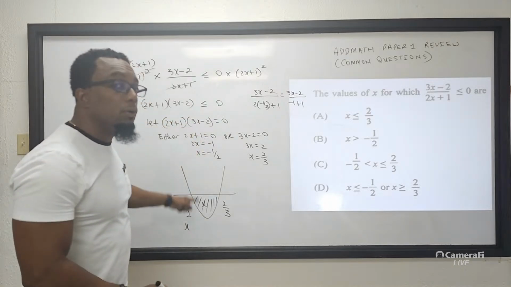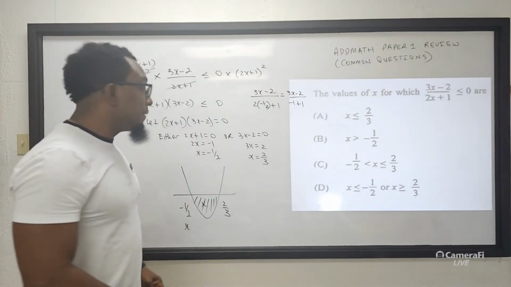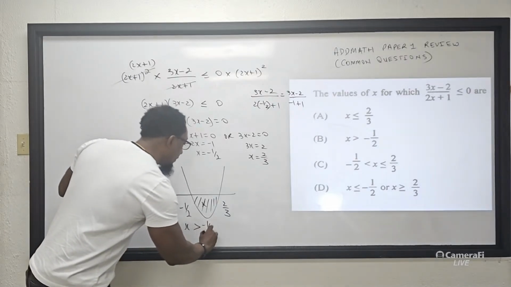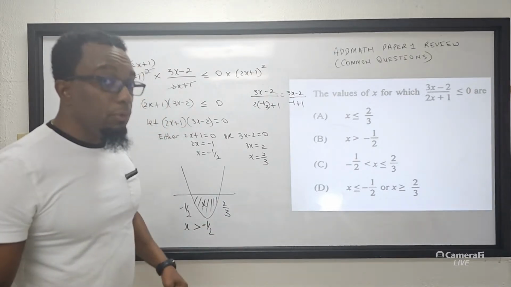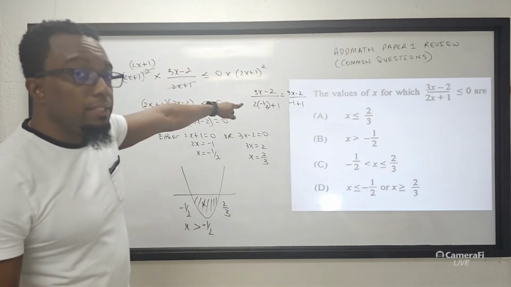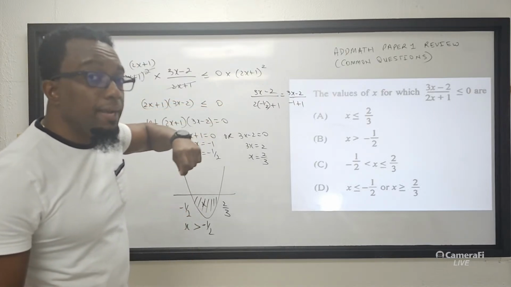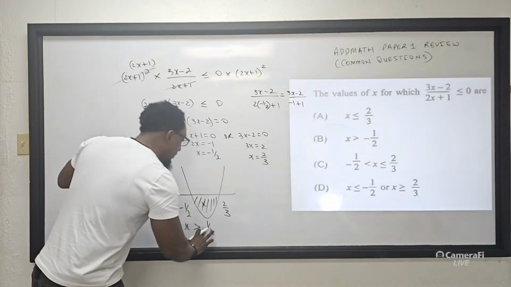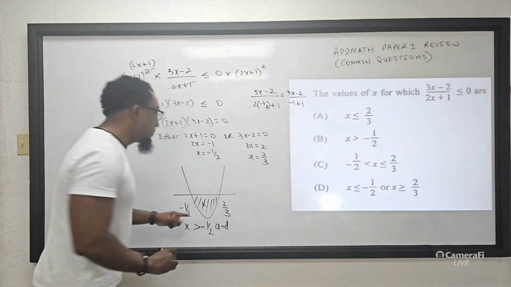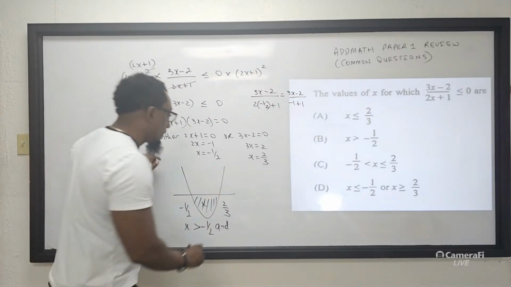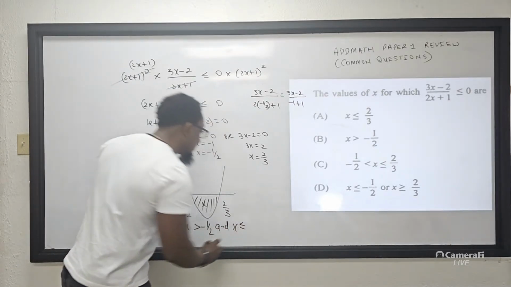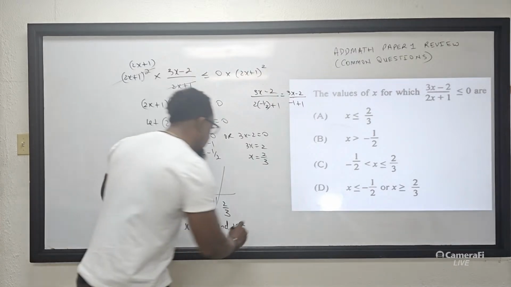So we cannot include negative a half. So we have to say x is greater than negative a half, not greater than or equal to. We can't include negative a half because, as I just showed you, negative a half will make that undefined. So it cannot be included. So x is greater than negative a half, and I use and because it falls within the belly of the curve. I call it the belly of the curve. X is less than or equal to 2/3.